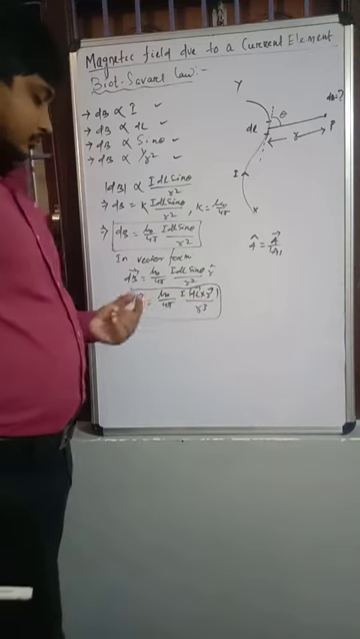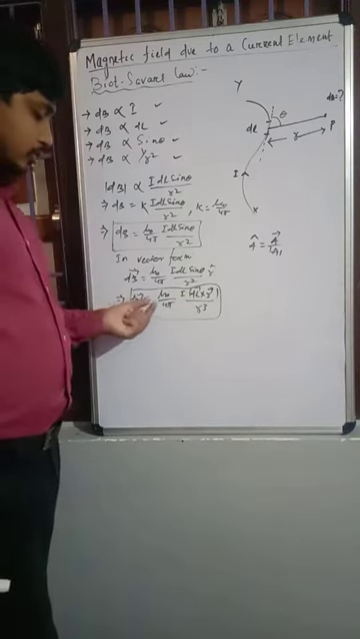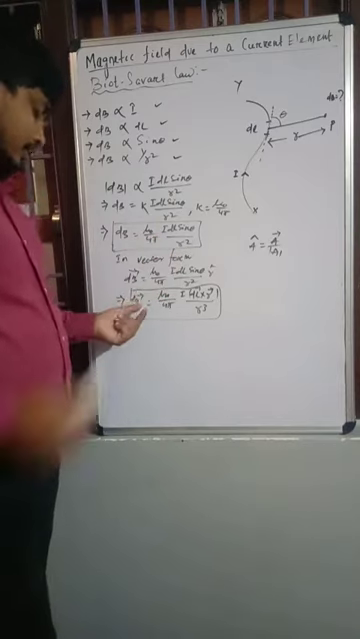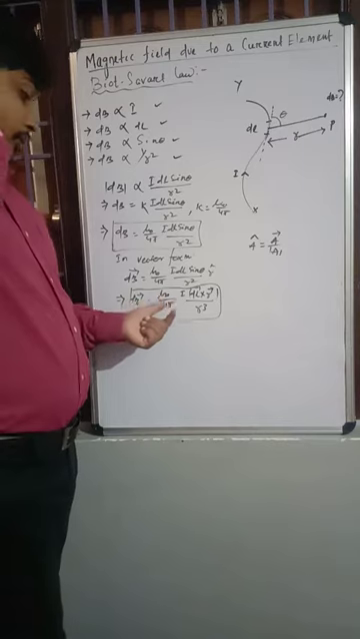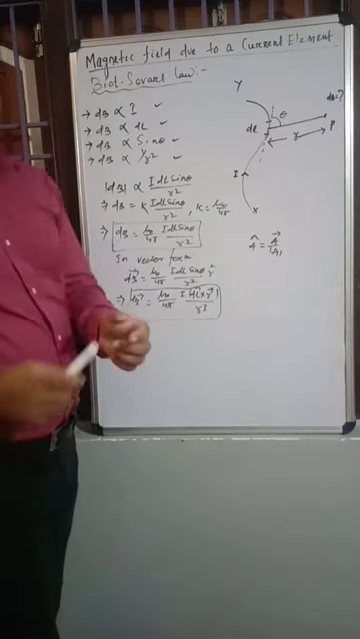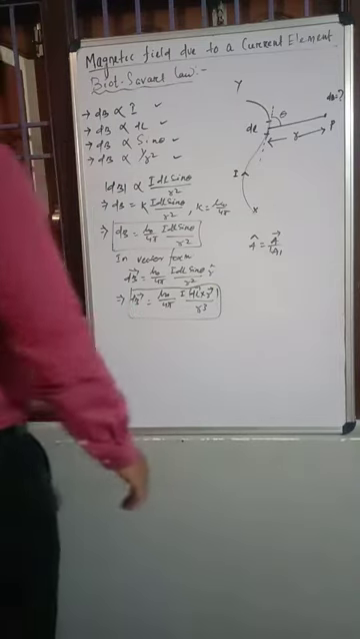So this is our Biot-Savart law, and the magnitude is given by dB equal to mu naught by 4 pi I dl sin theta by r square. In vector form, dB vector is equal to mu naught by 4 pi I dl cross r divided by r cube. So this is all about our Biot-Savart law.